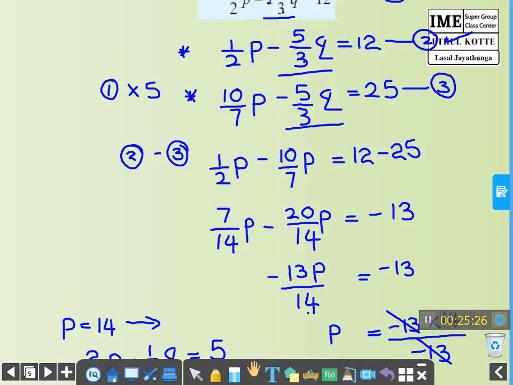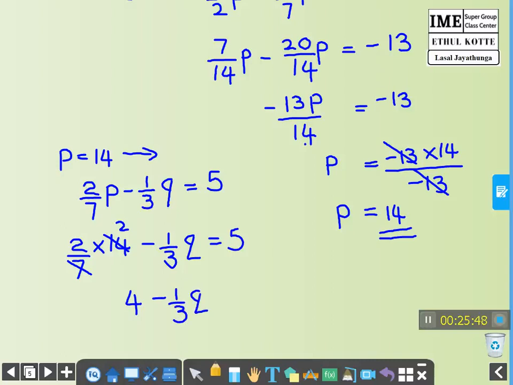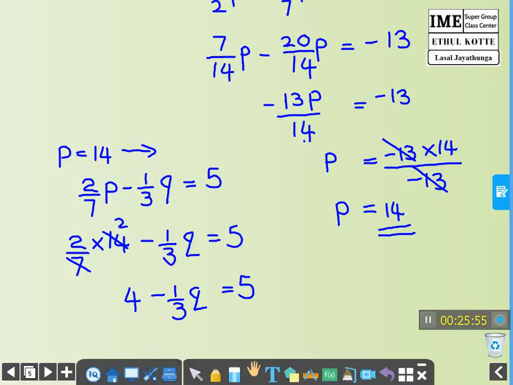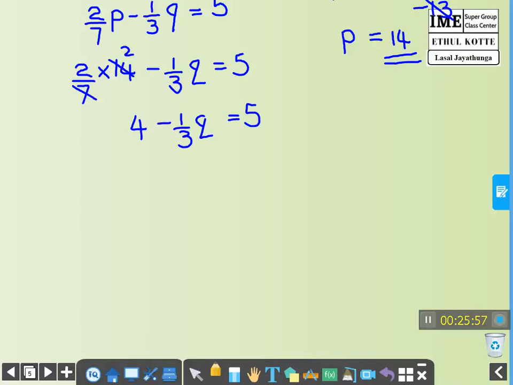We'll check this again. Right. Now we'll apply and simplify this. Apply P as 14. 2/7 times 14 minus 1/3 q equals 5. 7 and 14 cut down. 2 times 2 is 4, minus 1/3 q equals 5.